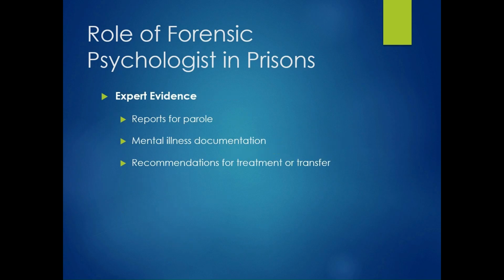Sometimes the psychologist also gives expert evidence to courts, reports for parole, on whether the person should be allowed to go out on parole, if the person is fit to be sent out. Both of these reports are given by a correctional psychologist. Then there is mental illness documentation. Is the person mentally ill? If yes, what is the extent and severity? Is this person a danger to society and to themselves? All these reports are given by the forensic psychologist working in prisons for correctional psychology.